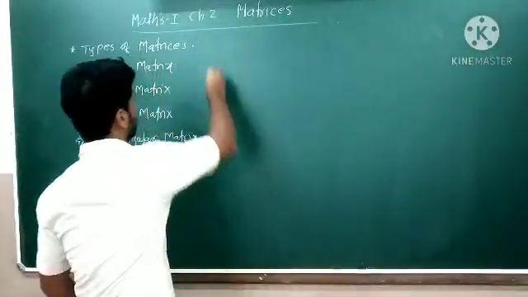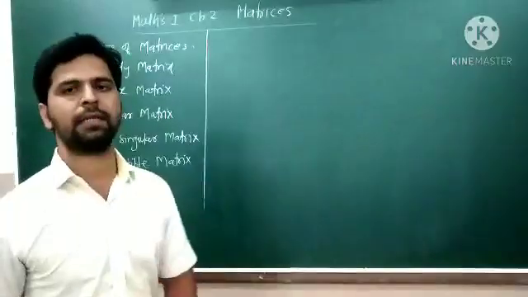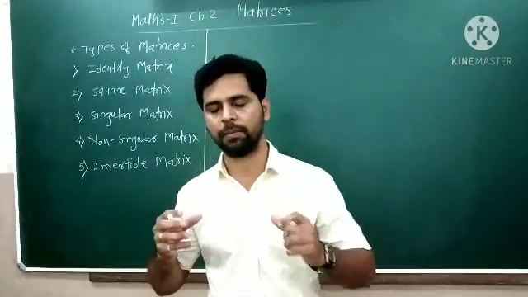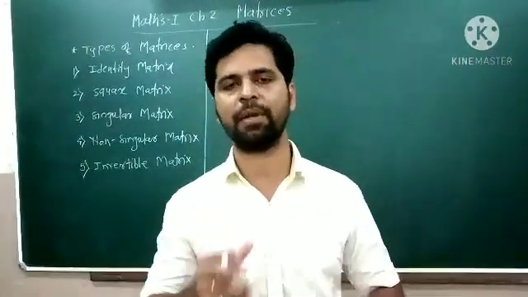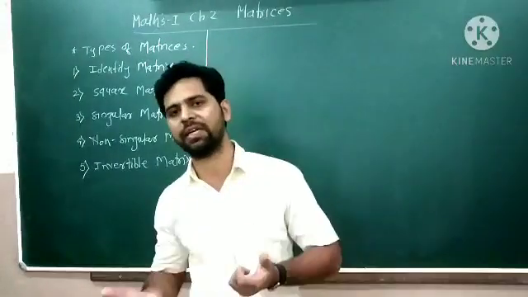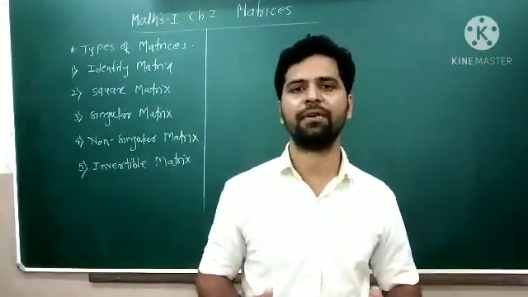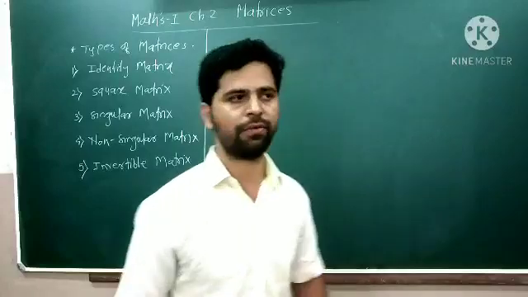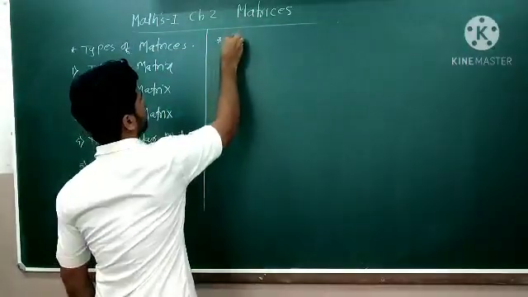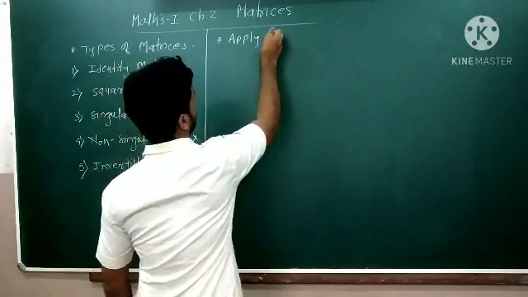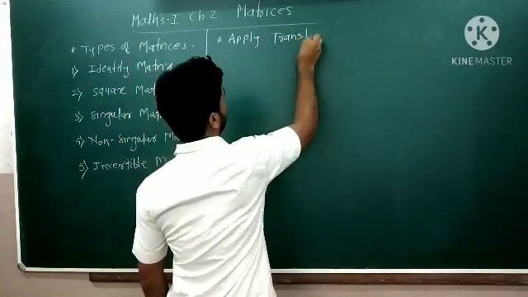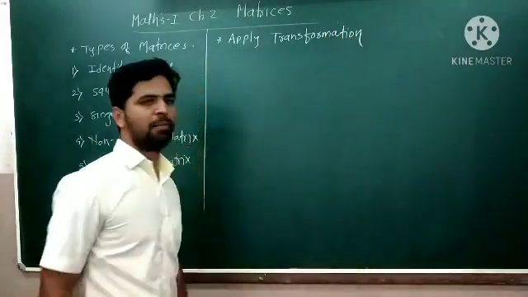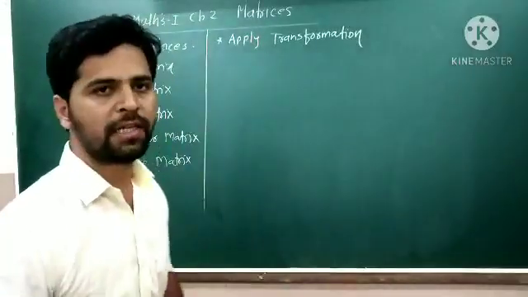Now the next thing, as I told you, there are so many types of matrices. Singular, the matrix in which you have the same number of rows and columns. Sometimes you have a different number of rows and columns. At that time, what do we do? At that time, we have to apply some transformation. Apply transformation. So what transformation do we have to apply?